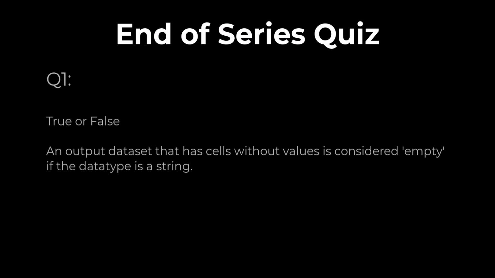If you find any questions challenging and want to dig deeper with a better explanation, look at each of the corresponding sessions on each topic. Okay, let's begin. Question 1. An output data set that has cells with no values is considered empty if the data type is a string.